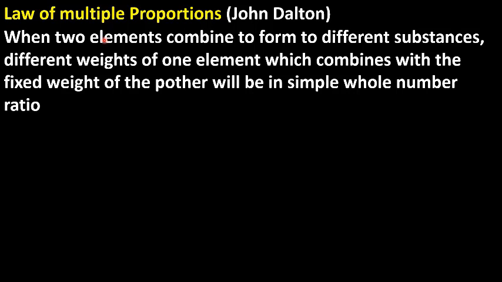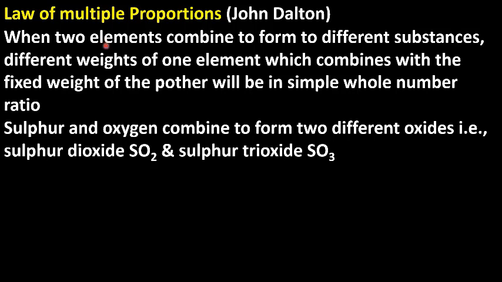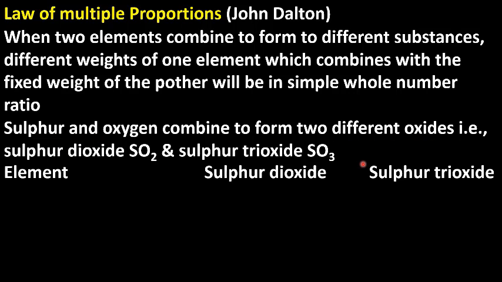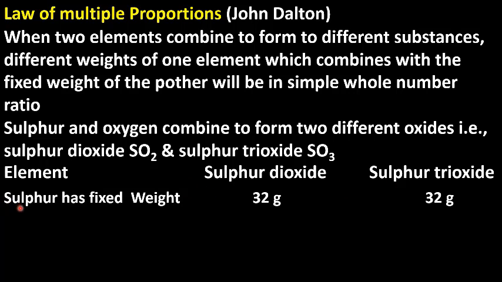Sulfur and oxygen combine in different ratios to form different substances, that is sulfur dioxide and sulfur trioxide. So here sulfur and oxygen combine to form sulfur dioxide and sulfur trioxide. In both the substances, the element sulfur has a fixed weight. In both the substances, sulfur has 32 grams, in SO2 and SO3. Only one atom of sulfur is there, therefore the atomic mass of sulfur is 32.